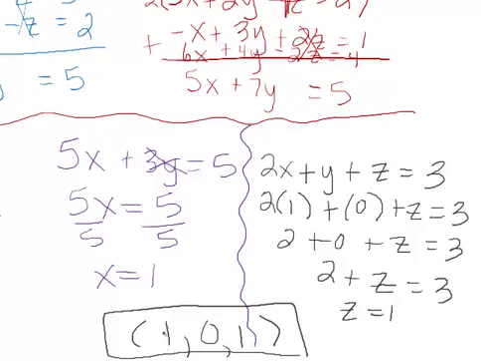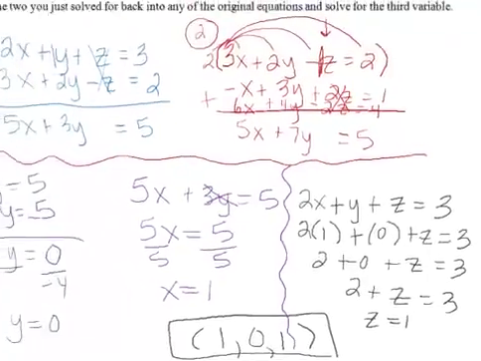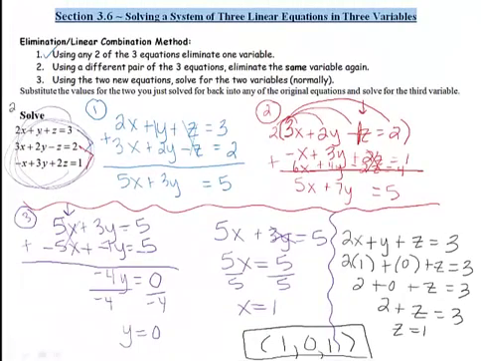Okay, now this is how you check it. You're going to have to be able to do this on a test. If I give you an answer, I want to know if it works. You're going to plug a 1 in for x, a 0 in for y, and a 1 in for z, and all three have to work. Let's see if it works. 2 times 1 is 2, plus your y, plus your z. Does that give me that answer? Yep.